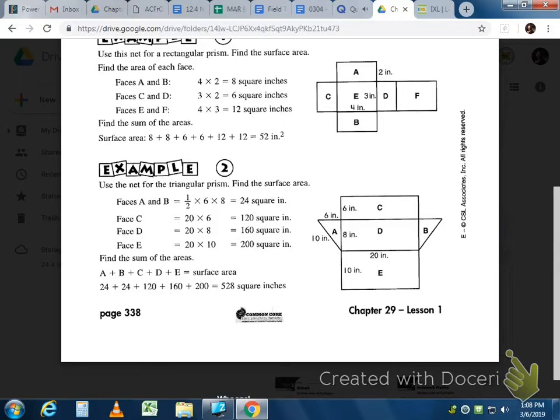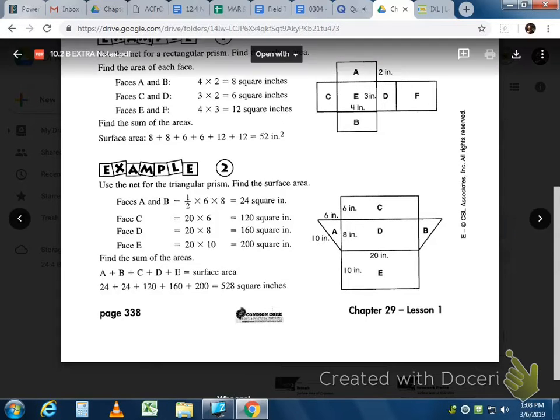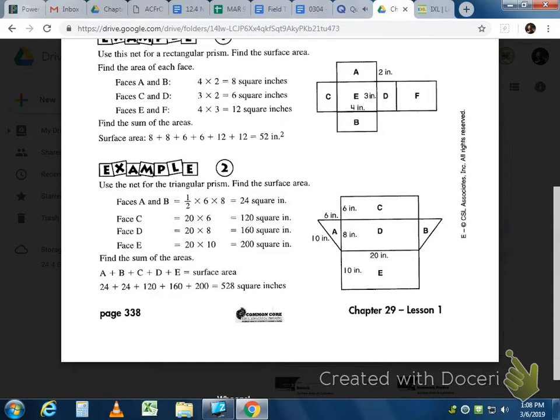It's drawn, flattened out. You find the area of each one of these. So remember, for a rectangle, it's length times width. For a triangle, it's 1/2 base times height. They found the area of each of those shapes and then added it all together. So this one, like I said, the 2 triangles were 24 each. They counted that double, but the rectangles were all different for a total of 528 square inches.